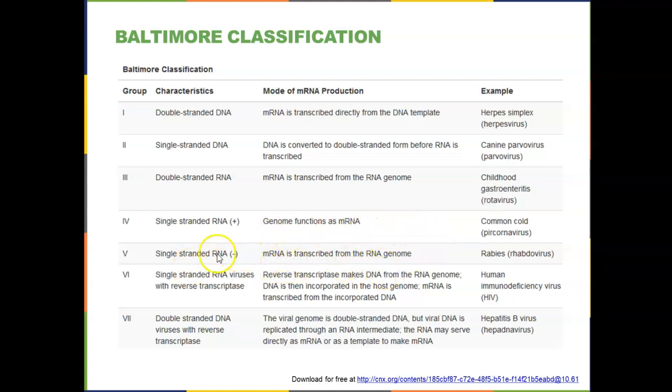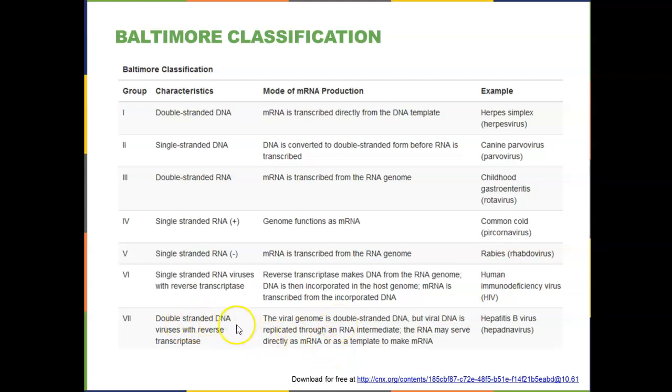So we read this piece of RNA to make messenger RNA. And then the single-stranded RNA virus with reverse transcriptase that rewrites itself from RNA back into DNA. That's the HIV virus right here.